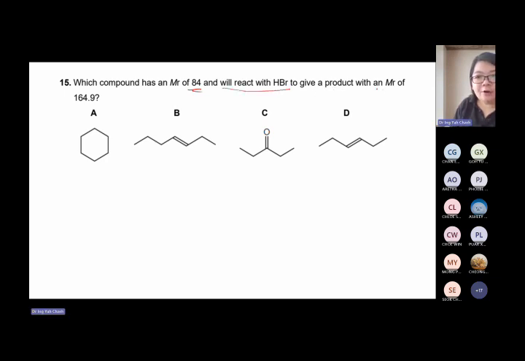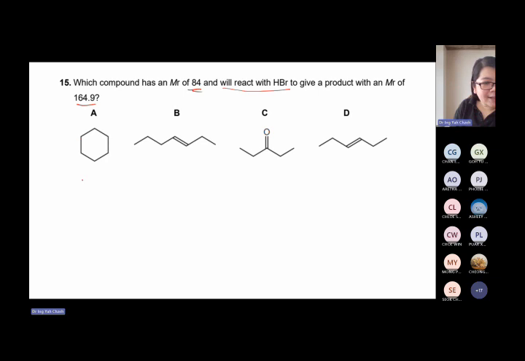Which compound has an Mr, molecular weight, of 84 and will react with HBr to give a product with an Mr of 164.9? Now, before we start, there are many methods, many ways to actually rule out the answers before you start. They give the molecular weight 84.